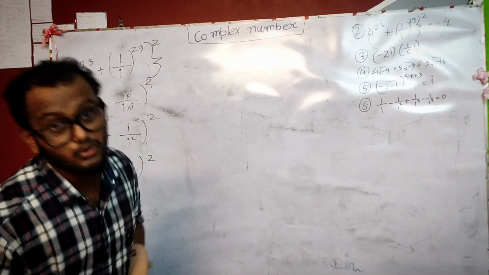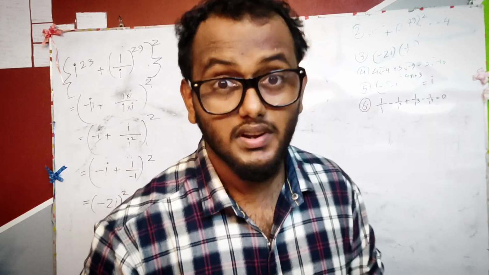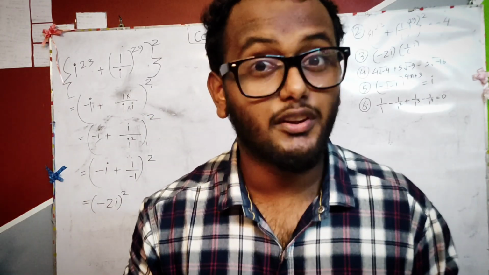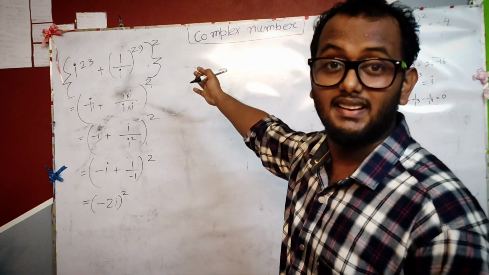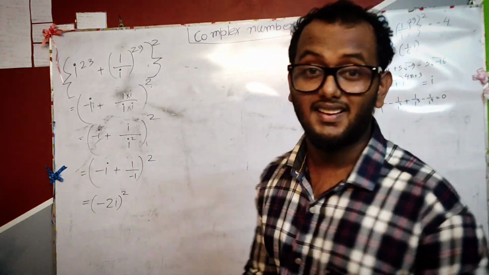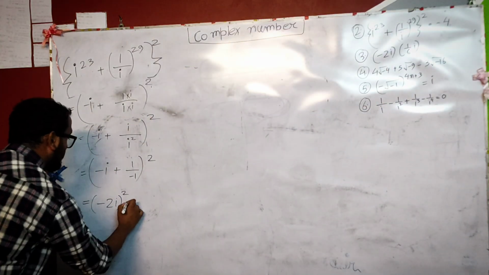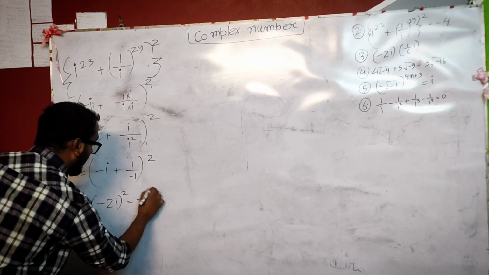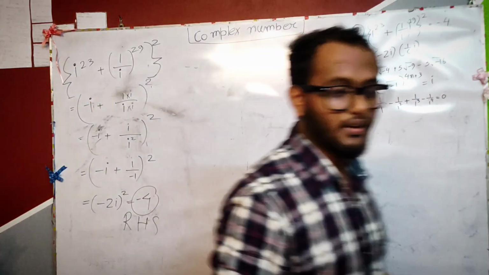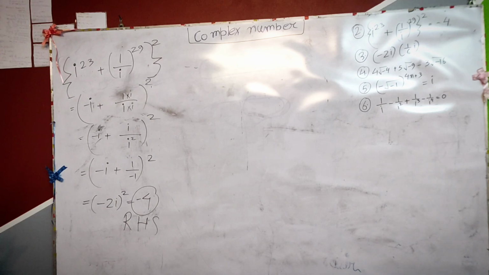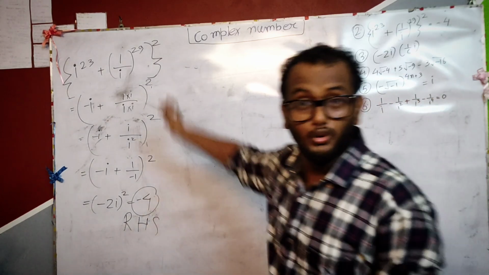What is minus 2 into minus 2? Minus 2 into minus 2 is 4. And what is i squared? Minus 1, that is minus 4. That is the right hand side. Understood? That means this one is minus 4 and this one is the right hand side. Is this one visible? Yes, this one is easily visible. So note this down, everyone.